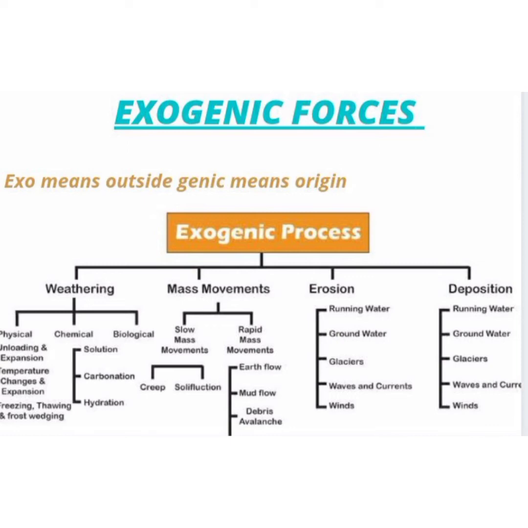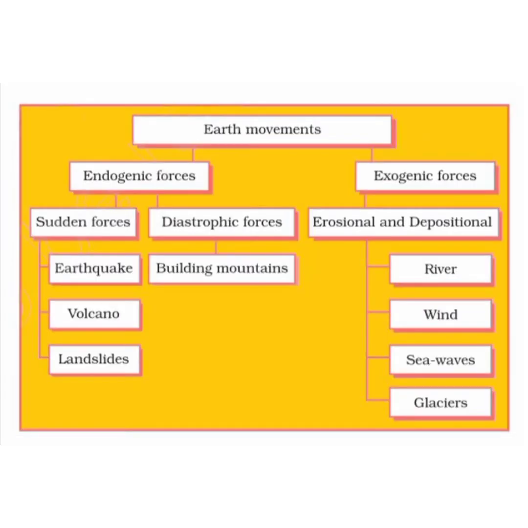Now we will discuss exogenic forces. Exo means outside and genic means origin. You can see the table of the Earth's movements, in which endogenic forces and exogenic forces are given. In endogenic forces, there are sudden forces and diastrophic forces. In sudden forces, there are earthquakes, volcanoes, and landslides, and in diastrophic forces, there is mountain building. Likewise, you can see in the exogenic forces, there are erosional and depositional forces, and in this, there are river, wind, sea waves, and glaciers.